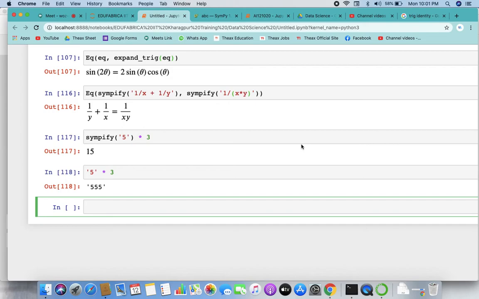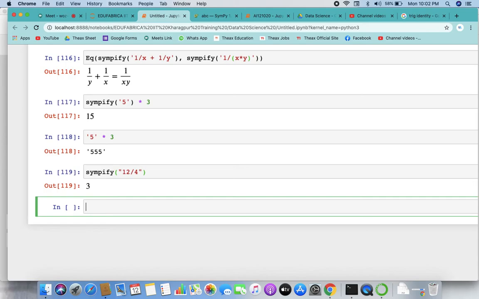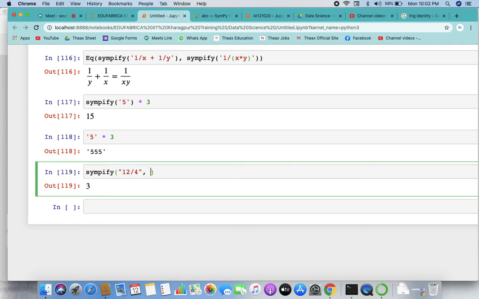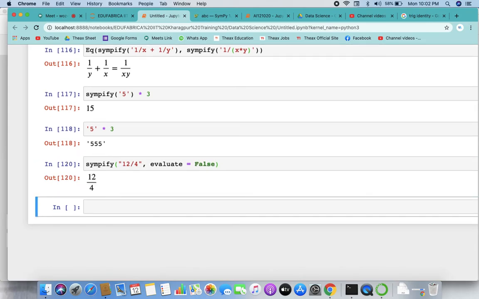But in every case, this does not work. Why? Because if you write simplify of 12 by 4, you get the result. But if you say evaluate equals false, that means you don't want to evaluate, you only want to represent. That is 12 by 4. Clear? Cool. Alright, so that is how we deal with things.